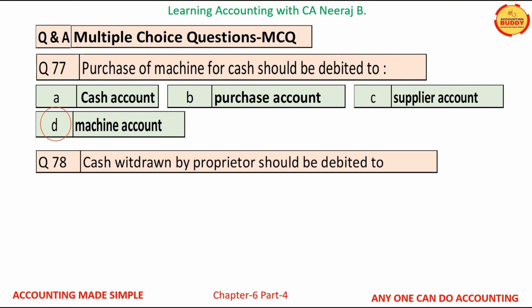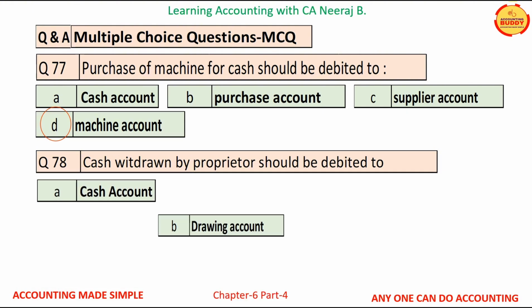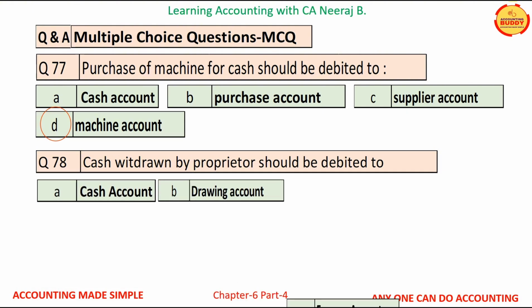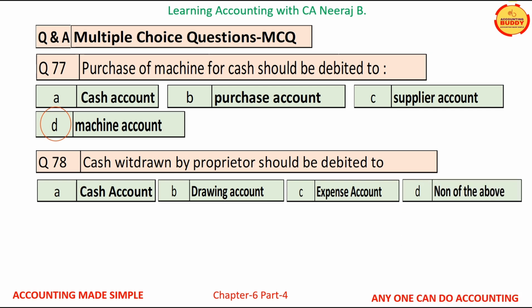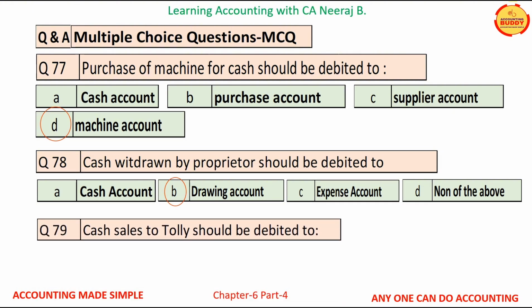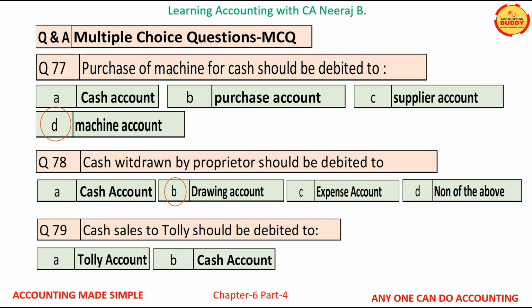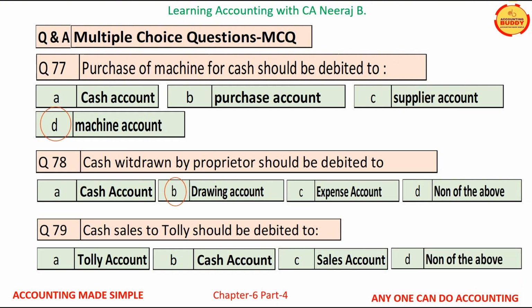Question number 78. Cash withdrawn by proprietor should be debited to, and the available options are option A cash account, option B drawings account, option C expense account, and option D none of the above. And the correct answer is B drawings account. Question number 79. Cash sales to Tolly should be debited to, and the available options are option A Tolly account, option B cash account, option C sales account, and option D none of the above. And the correct answer is cash account.